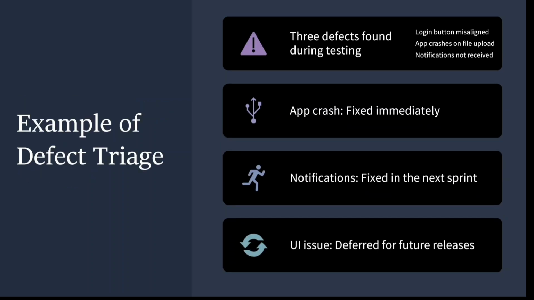Now here is an example of defect triage. Suppose three defects were found during testing: the login button is misaligned, the app crashes while doing file upload, and a notification has not been received. The app crash is fixed immediately because it is a high severity and high priority defect. The notification issue will be handled in the next sprint, so it is high severity but, okay, not low priority, medium priority. And some UI issues can be deferred to future releases, so that is high priority but low severity. That is one example of defect triage.